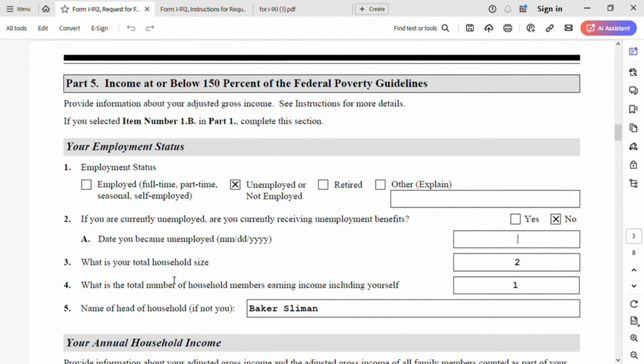What is your legal total household size? It's 2, me and her. What is the total number of household members earning income, including yourself? It's 1. Name of head of household is going to be spouse. I'm the spouse. It's Baker Sliman.